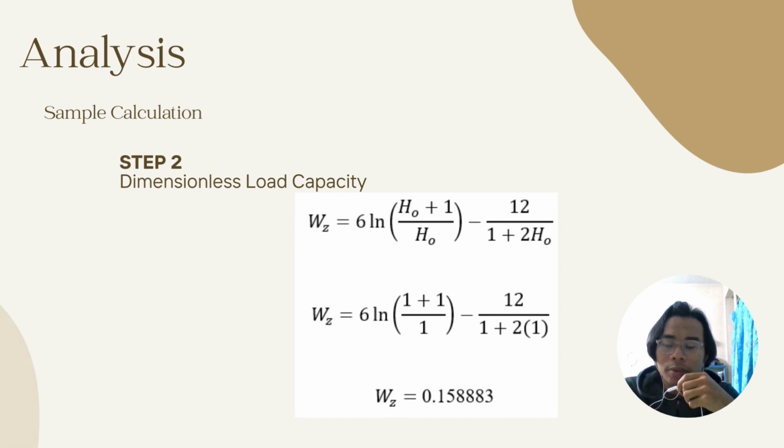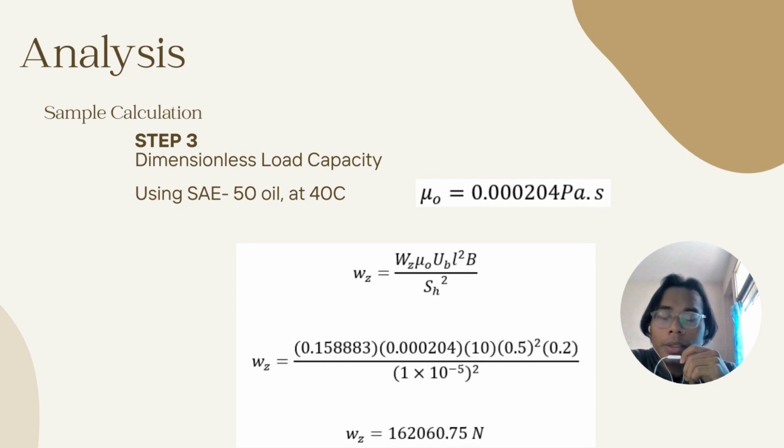The second step is for us to obtain the dimensionless load capacity. Using the dimensionless film thickness obtained earlier, we substitute into the formula, hence we obtain the dimensionless load capacity shown on the screen.